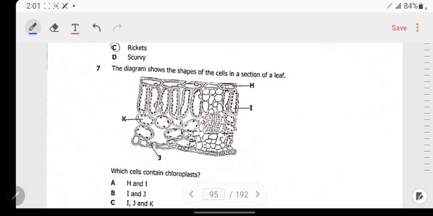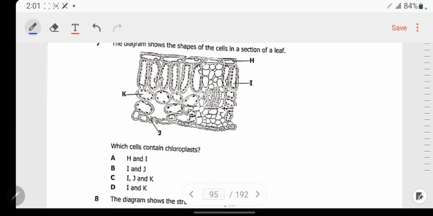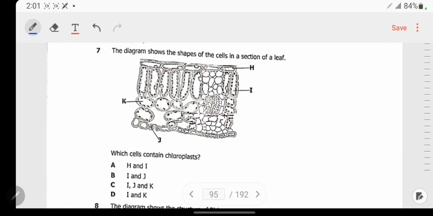Then we are on question 7. It says the diagram shows the shape of the cells in a section of the leaf. If we look at this, we have H, I, K, J. Then we are asked which cells contain chloroplast. One thing is that I must be there, no matter what. I is the palisade cells, which contain the numerous chloroplasts. So I is there everywhere.